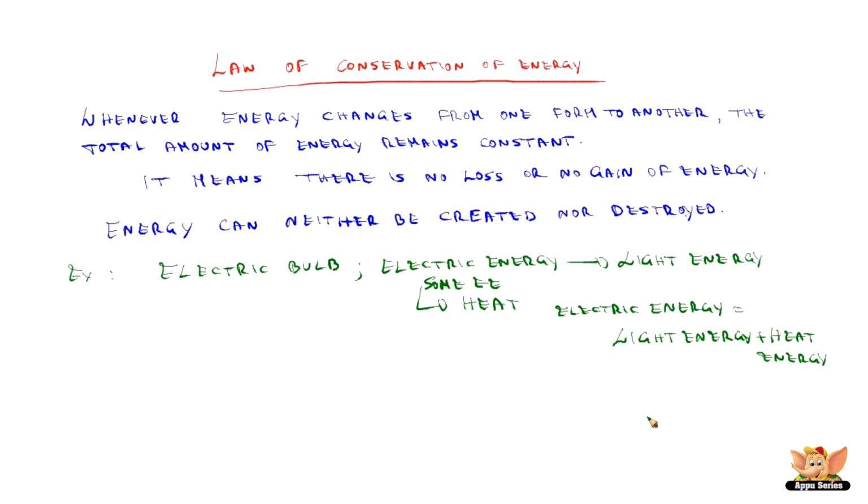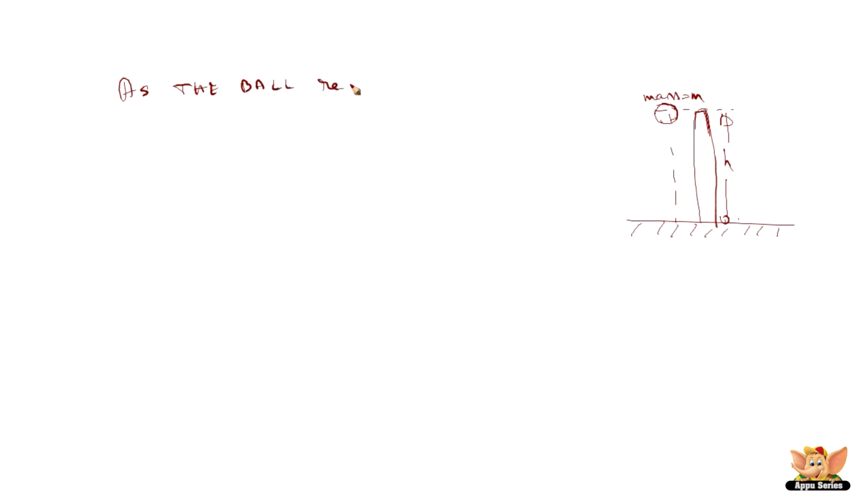So what we basically say through the law of conservation of energy is that the total energy of the system remains the same. Now let us see the freely falling body example. A stone or ball, whatever it is, of mass m, which has been thrown up to a height h. As the ball reaches the height h, what is the potential energy? The potential energy of the ball is mgh.